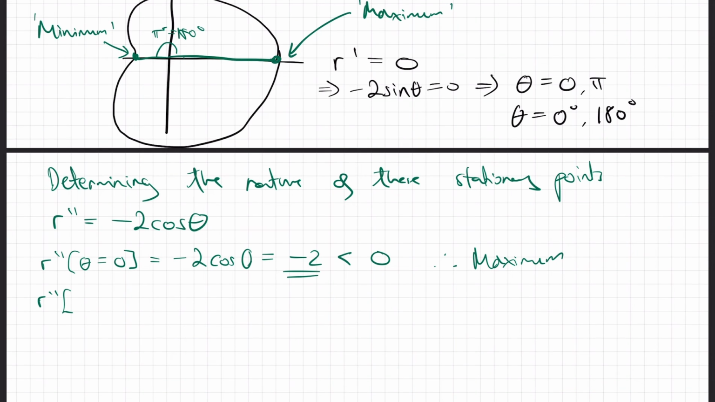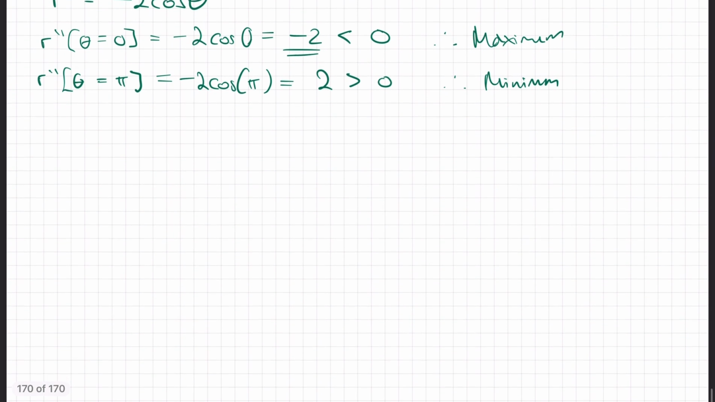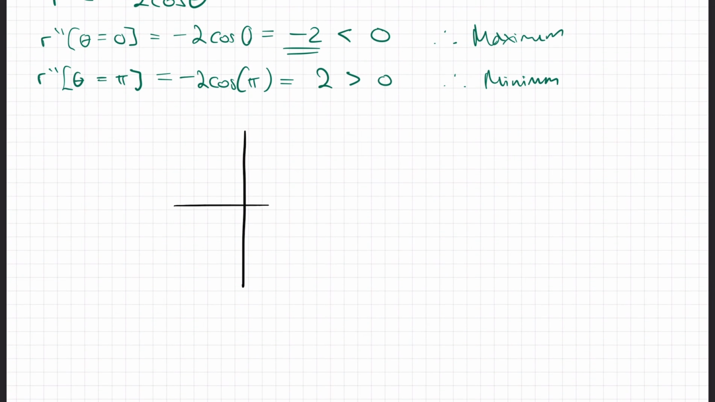And if we find what r double dash is when theta equals pi, then that's going to give minus 2 cos of pi, which is simply minus 1 times minus 2. So that's 2, which is greater than 0, so therefore it's a minimum. So hopefully you can see how the minimums and maximums in polar coordinates are essentially the same thing as the minimums and maximums in Cartesian equations, but now you also have to account for the rotating graph, so it's less defined.